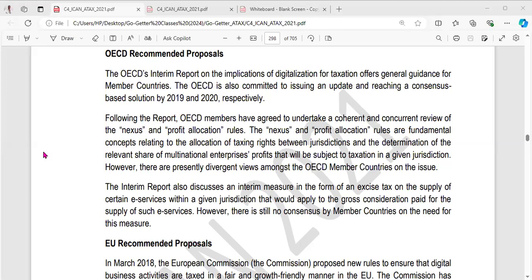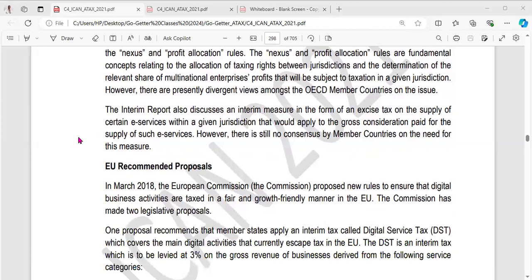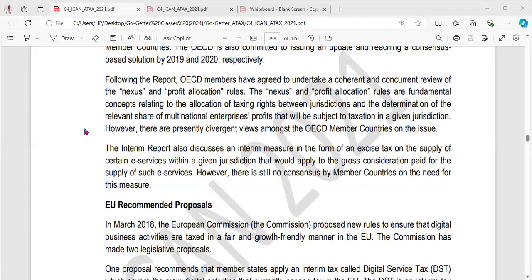But there are different views among the member countries. So the interim report also discusses an interim measure in the form of an excise tax on the supply of certain e-services within a given jurisdiction that will apply to the gross consideration paid for the supply of such services. So you see here, the major thing here is the profit allocation rule. What's the ratio that should go to where value is created and where value is consumed?